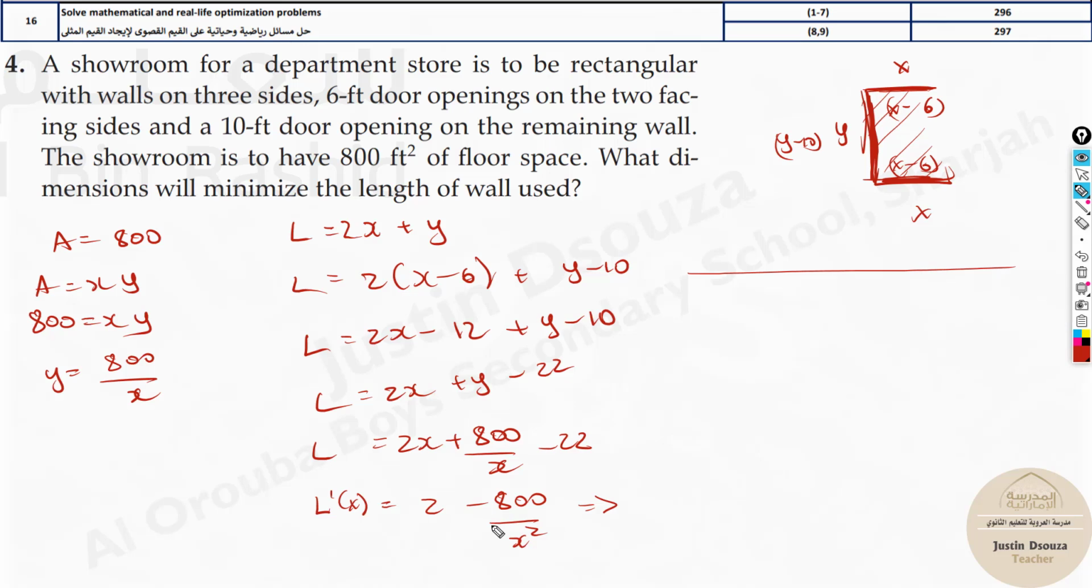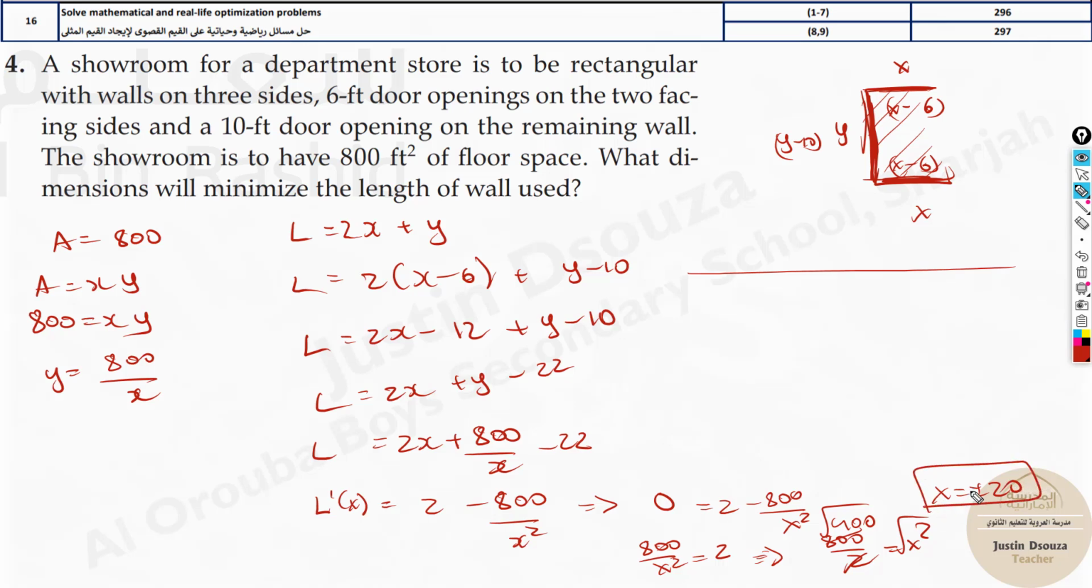Okay. So what happens is here L dash, the derived one, will be equal to 0, that is equal to 2 minus 800 by x squared. Take this to the other side, it will be 800 by x squared equals 2. Now change it over here, it will be 800 by 2 equals x squared, it'll be 400. What is the square root of 400? It's 20. So x is plus or minus 20. These are the critical values. But we know x cannot be negative. x must be greater than 0. So x will be positive 20.